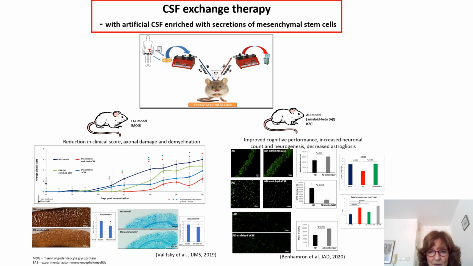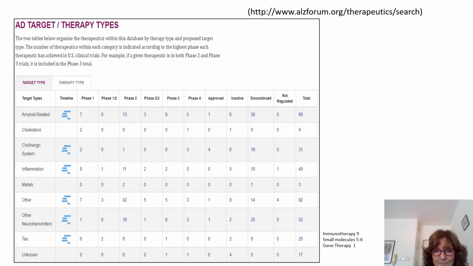We did it also in amyloid model of ICV injection, which developed brain disease after a few days, and we saw improved cognitive performance, increased neuronal count and neurogenesis and astrogliosis. So this may be used also for other models. For transgenic, it's a long-term therapy and keeping the cannula fixed is a little problematic, so we show the proof of concept in acute diseases, but it may be relevant and it's actually feasible to do it also in humans.